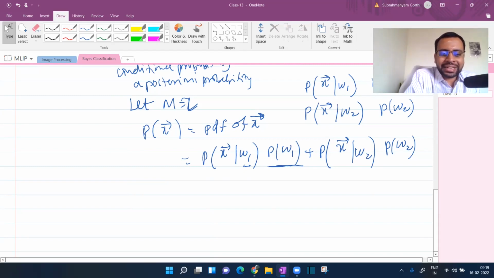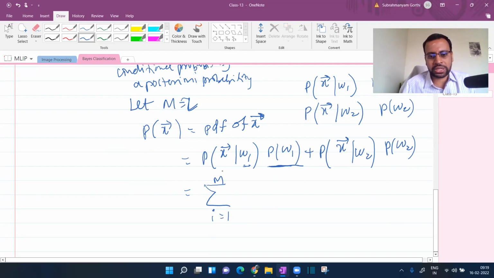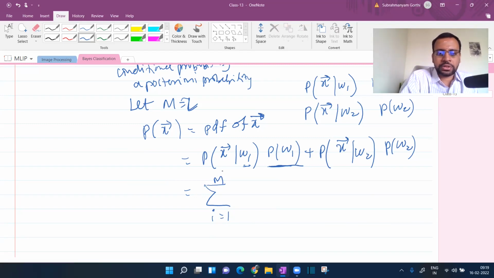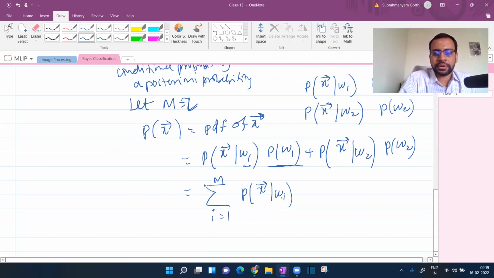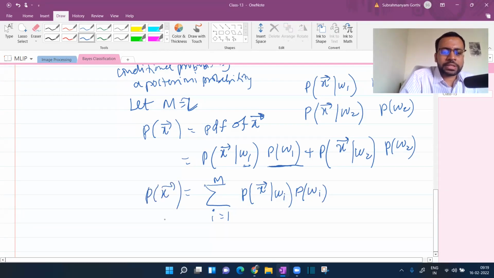Now, if you want me to write it in general for any number of classes, I could put the summation here, which is easy to write, i varying from 1 to m. Now you help me in writing the expression inside. So, summation of probability of x bar given omega i into probability of omega i. Very good. This is my P of x bar, which is nothing but the probability density function of x bar.